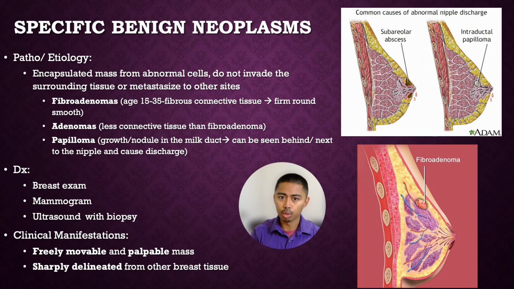A biopsy with ultrasound can confirm the benign cellular traits of this condition. For the clinical manifestations, again, it's going to be freely movable because the benign masses don't invade the surrounding structures. So just know, papilloma, the origin is going to be coming from the nipple or the ducts. Adenomas have an origin in the glandular tissues. And then fibroadenomas are going to be coming from fibrous connective tissue.